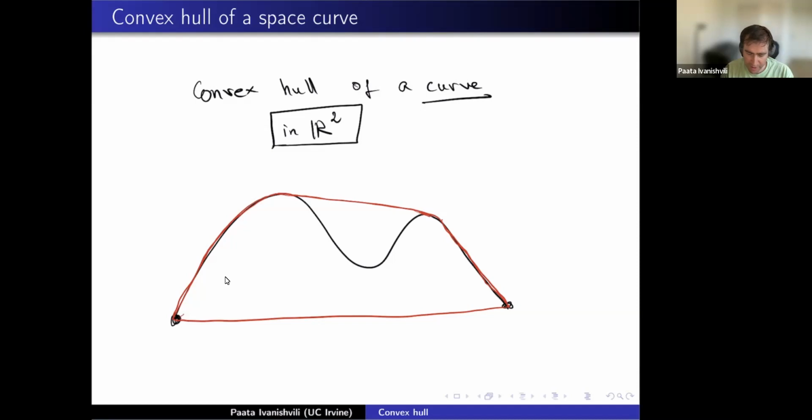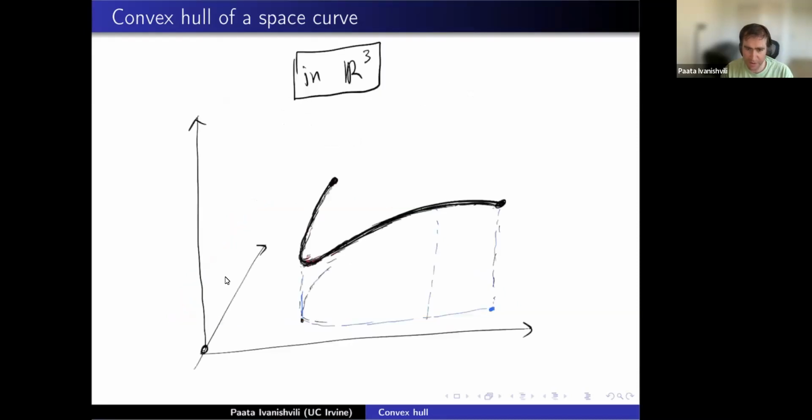Okay, let's take a somewhat non-trivial example. Let's say that I have a curve in 3D space, and here it is. It looks like this. Now the question is, what is the convex hull of the space curve, especially what does the boundary of the convex hull look like? Now, the answer is the following. I will show you on the next slide.